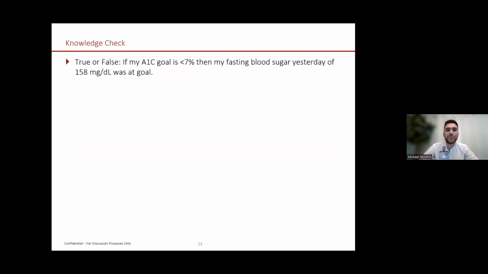So now we're going to give an opportunity for some knowledge checks, basically go over and reflect on what we had learned. True or false, if my A1C goal is less than 7%, then my fasting blood sugar yesterday of 158 was at goal. Is that true or is that false? So the answer to that would be false. Because if our A1C goal is under 7%, we're really trying to get to a fasting reading of 80 to 130.